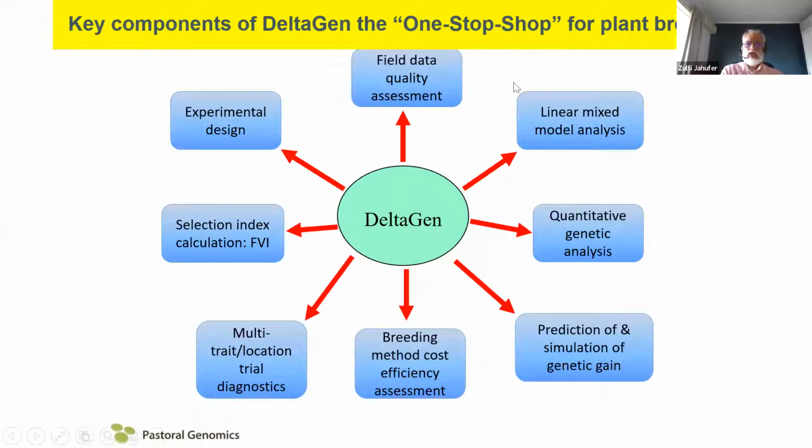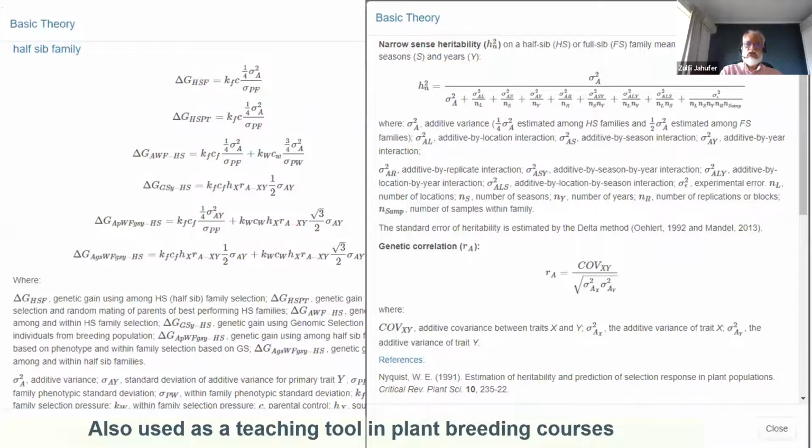So, I would say the main components in DeltaGen, again, are experimental design, quality assessment, linear mixed model, quantitative genetic analysis, prediction of genetic gain, breeding method cost efficiency assessment, and multi-location trial diagnostics. That's a very important little tool. I'll show you that. And of course, you have the selection index. It is also used in teaching.